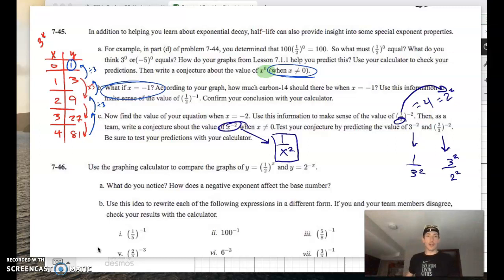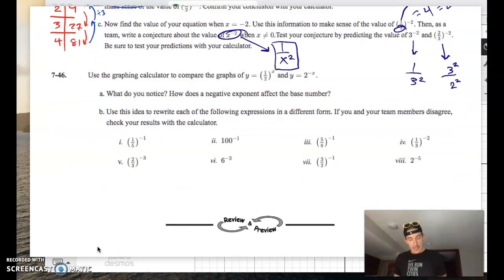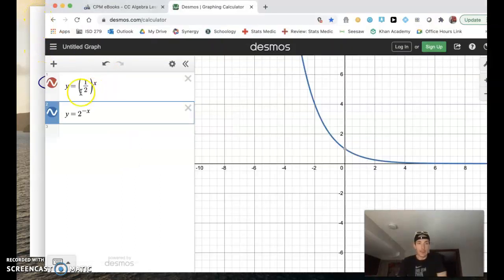We've got one more thing we're going to compare, and then we're going to tackle a couple examples. It says, use the graphing calculator to compare these two graphs, and then what do you notice? How does the negative exponent affect the base of the number? I'm going to pause our video and use Desmos to do some graphing so we can visualize. All right, I went ahead and graphed y equals 1/2 to the x, and y equals 2 to the negative x. And as you can see, I've got one in red and one in blue.